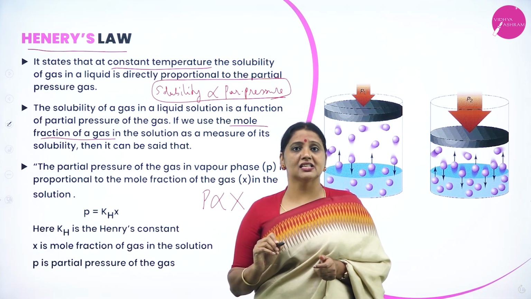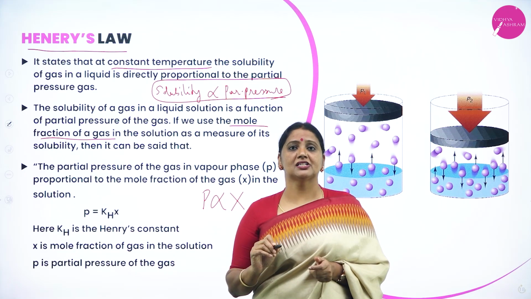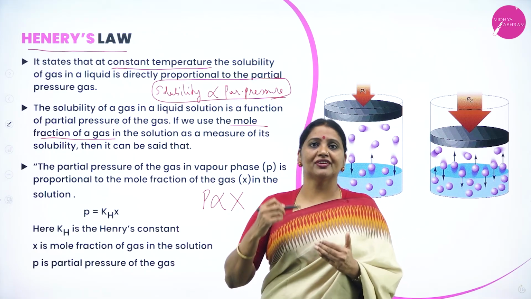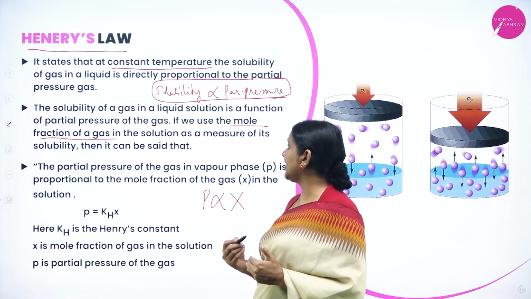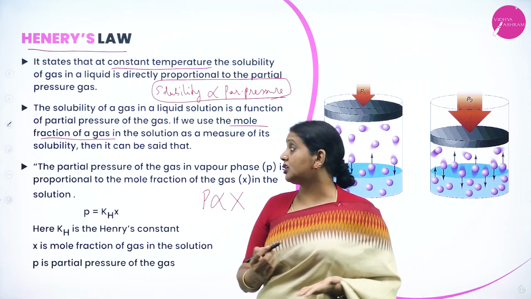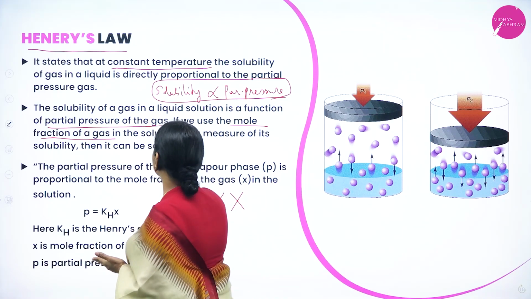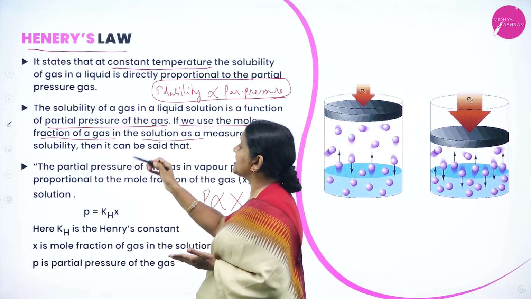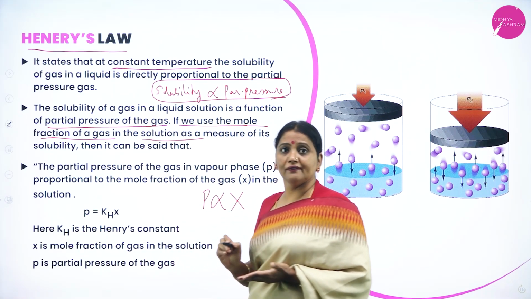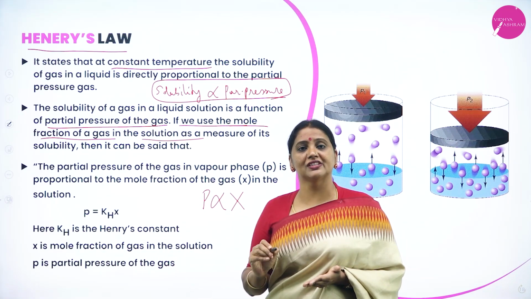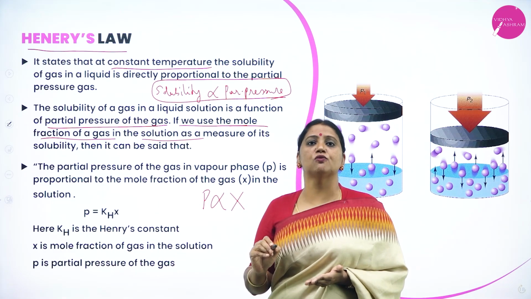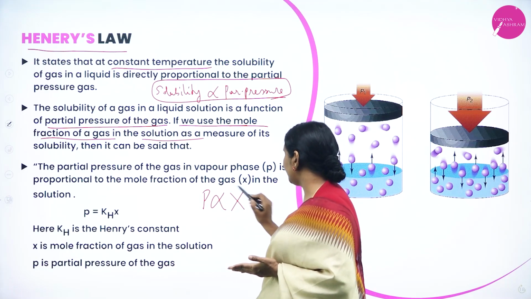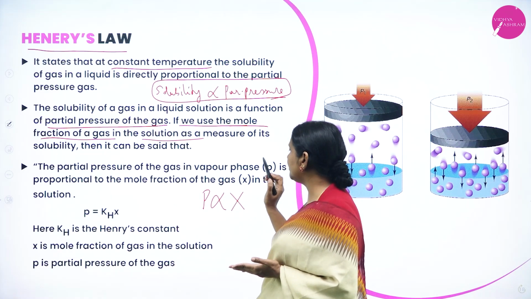Capital X is the mole fraction, P is the partial pressure. Solubility of a gas in a liquid is a function of the partial pressure of the gas, if you use the mole fraction of the gas in the solution as a measure of its solubility. So when you measure the solubility of the gas in liquid in terms of mole fraction, partial pressure and mole fraction are directly proportional to each other.